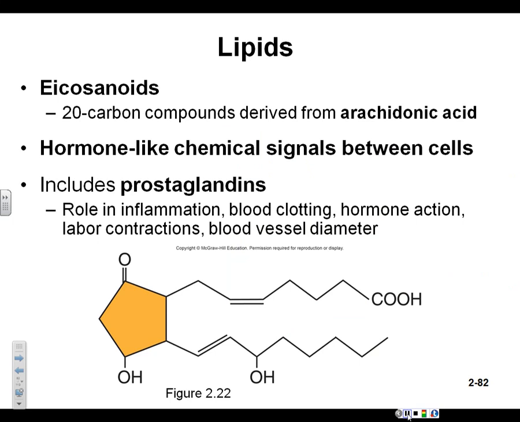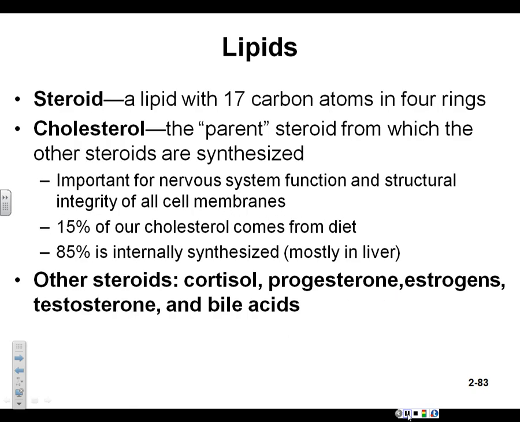These are hormone-like chemicals like prostaglandins. They can cause inflammation, they can cause blood clotting, and they affect the diameter of blood vessels. Okay? And steroids, again, cholesterol. These are things that can also be what? Harmful to you if in what? Large quantity.